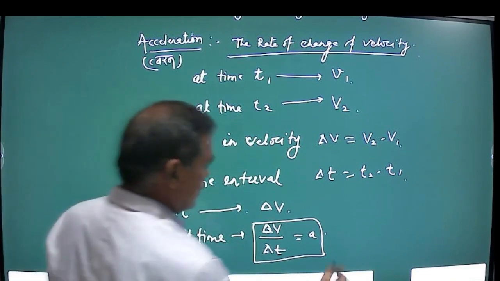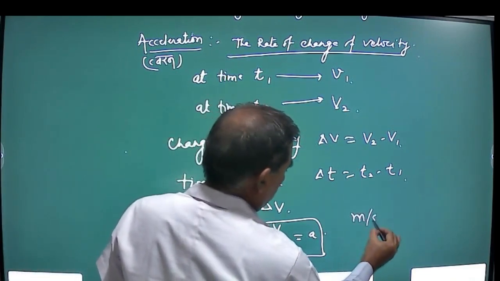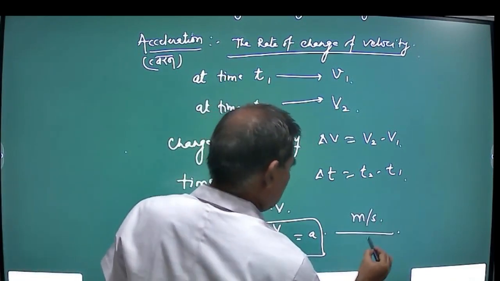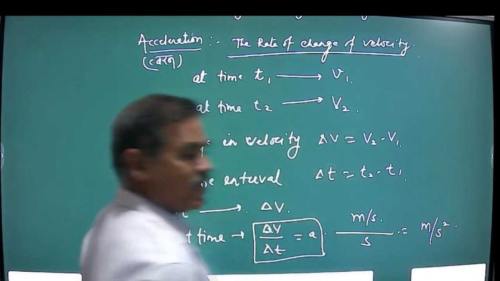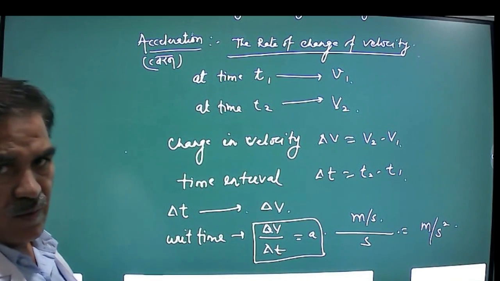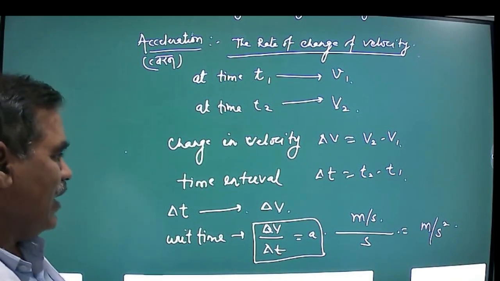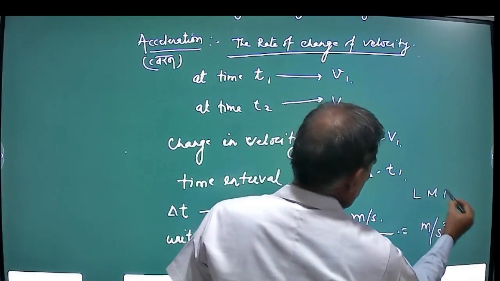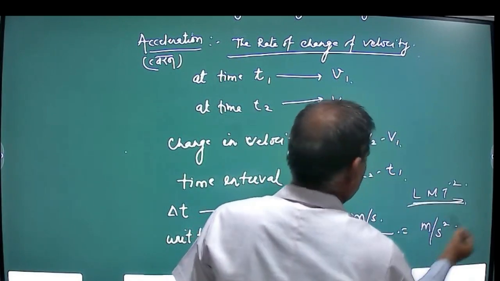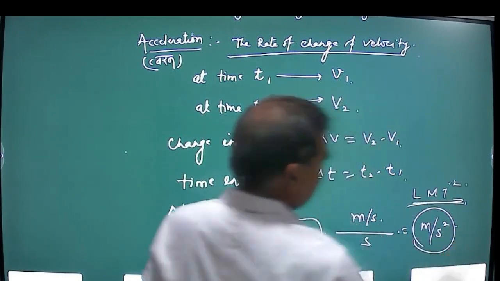What is the unit here? Velocity unit is meter per second. Acceleration is per second, so the unit is meter per second square. This is the SI unit for acceleration. And what is the dimension? The dimension is L M T minus 2 as per this.